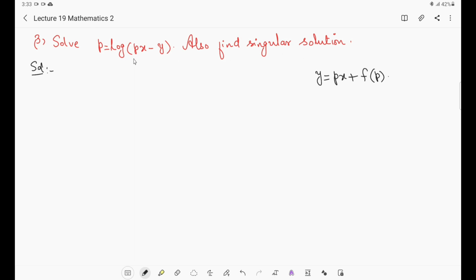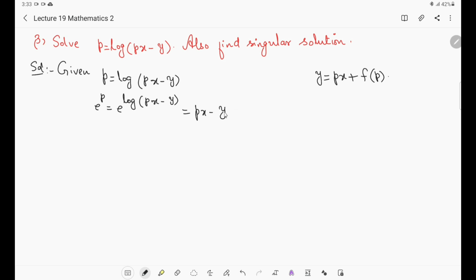So the given equation can be written, first I will write the given p equals log of px minus y. Then I will apply the exponential on both sides. So what will I get? e power p equals e power log of px minus y. So the exponential and log will get cancelled. What will remain here? px minus y. Now I will take this y to the left hand side. This implies y equals, what will remain here? y I have taken to the left hand side. Here px will remain. Then e power p you take to the right hand side, then minus e power p.